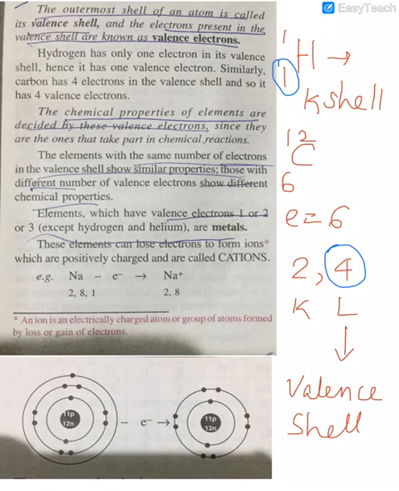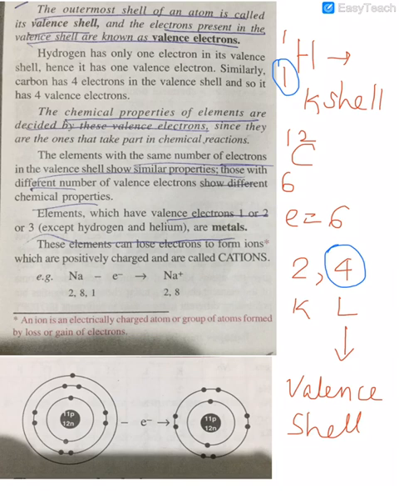Since they are the ones which take part in the chemical reaction, only the valence electrons take part in the chemical reaction. The elements with the same number of electrons in the valence shell will show similar properties. Those with different numbers of valence electrons will show different chemical properties. You will understand these points when you go through the periodic table.